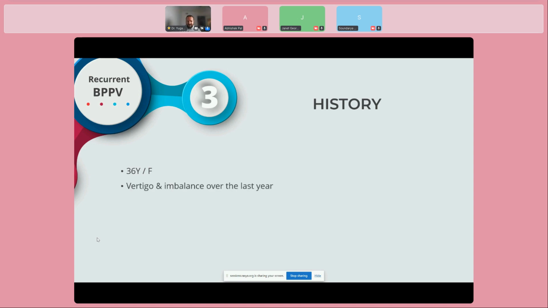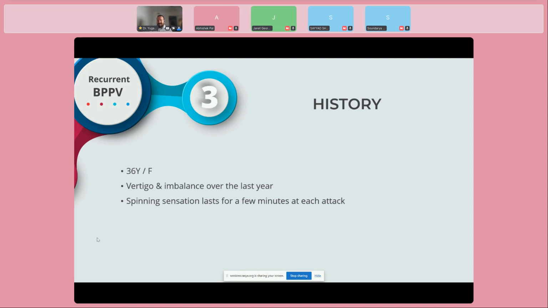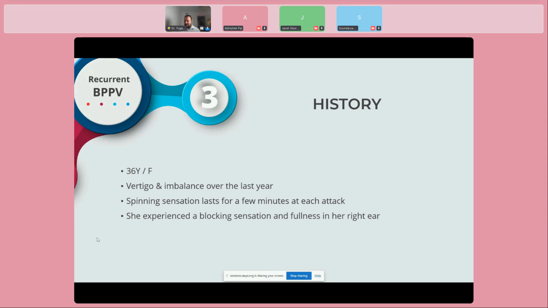So, 36 years, again young, with vertigo and then imbalance over the last 1 year when they showed up at our center. And the spinning sensation lasted only a few minutes at each attack. This patient experienced a blocking sensation and fullness occasionally in the right ear, but not consistently. It did not have a pattern. So she consulted a physician who diagnosed her with, again, positional vertigo.